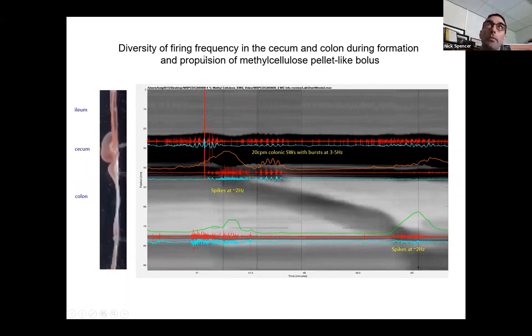So there's a great diversity of firing frequencies, smooth muscle action potentials, and there's a whole window. This is like being given vision to us. And people have recorded electrophysiology for centuries in AC and DC mode, but coupling it with the motility for us has been a major step forward.